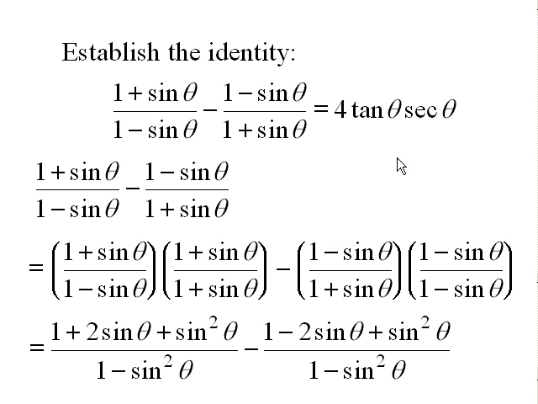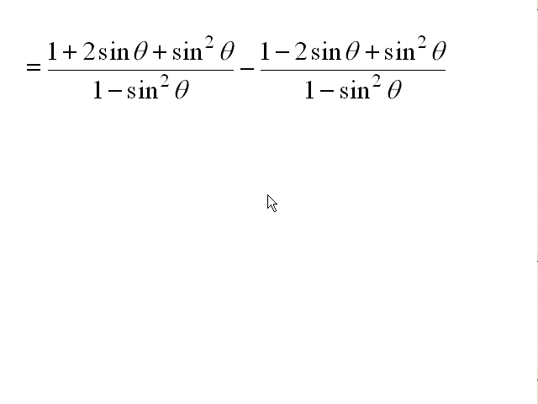Well, we were aiming for 4 tangent theta secant theta. I don't know if you see it yet, but it's getting close. One thing to observe is this bottom, where the denominator is now 1 minus sine squared in each term, could be 1 minus sine squared, or the Pythagorean identity could write it as cosine squared.